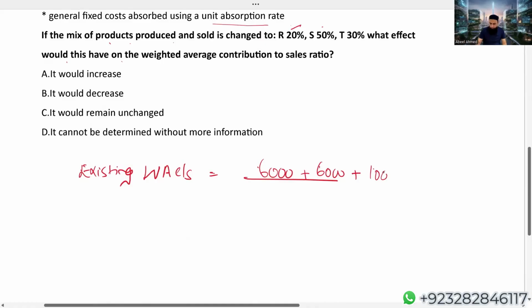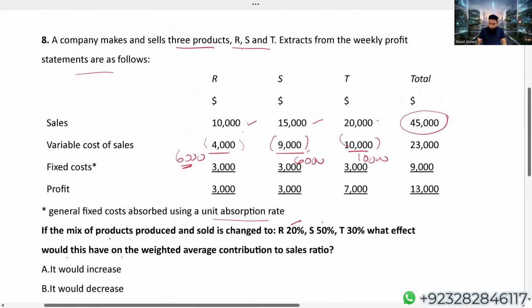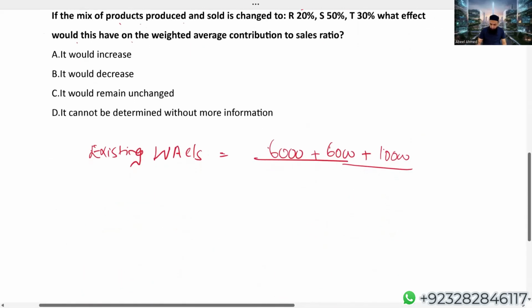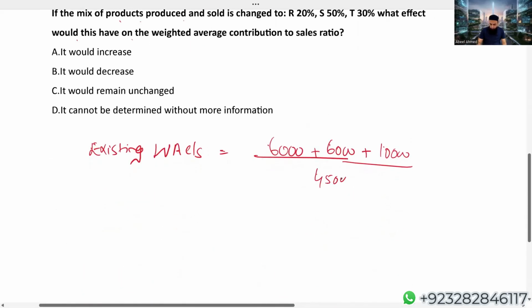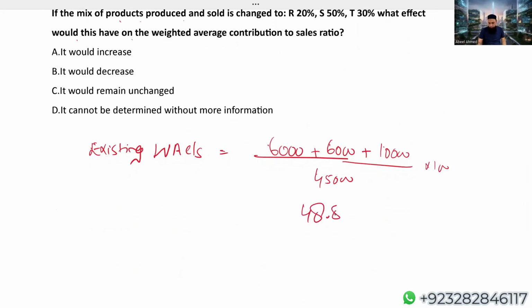So what I am doing, I've taken the total contribution, which becomes 22,000, divided by total sales, which they have given us, 45,000. So total contribution divided by total sales: if you add all the contribution, which I've written in the numerator, divided by sales, into 100, I'm getting around 48.89%. 48.88, so you can make it 48.9%. Even if someone is writing 49%, it's perfectly okay. No issue at all.